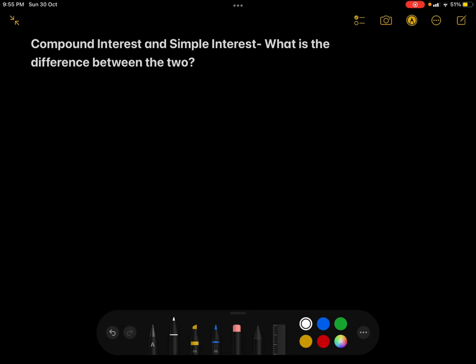Hello everybody, welcome back to the channel, and today we are going to be understanding the difference between compound interest and simple interest.